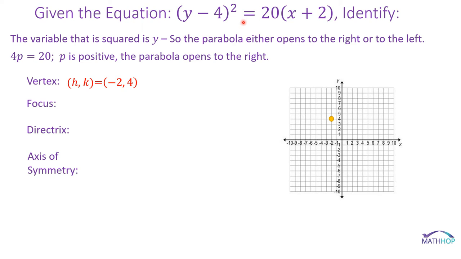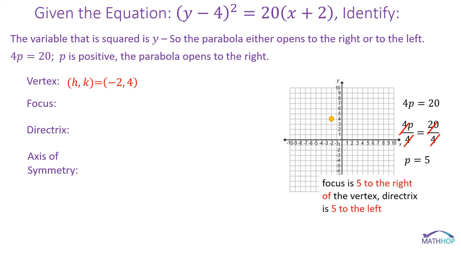Remember, the 4p term is 20. I'm going to use that to figure out the distance to the focus and the directrix. So 4p equals 20. I'm going to divide by 4 again. p is 5. So this thing opens to the right. That means the focus is 5 to the right from the vertex and the directrix is 5 to the left.